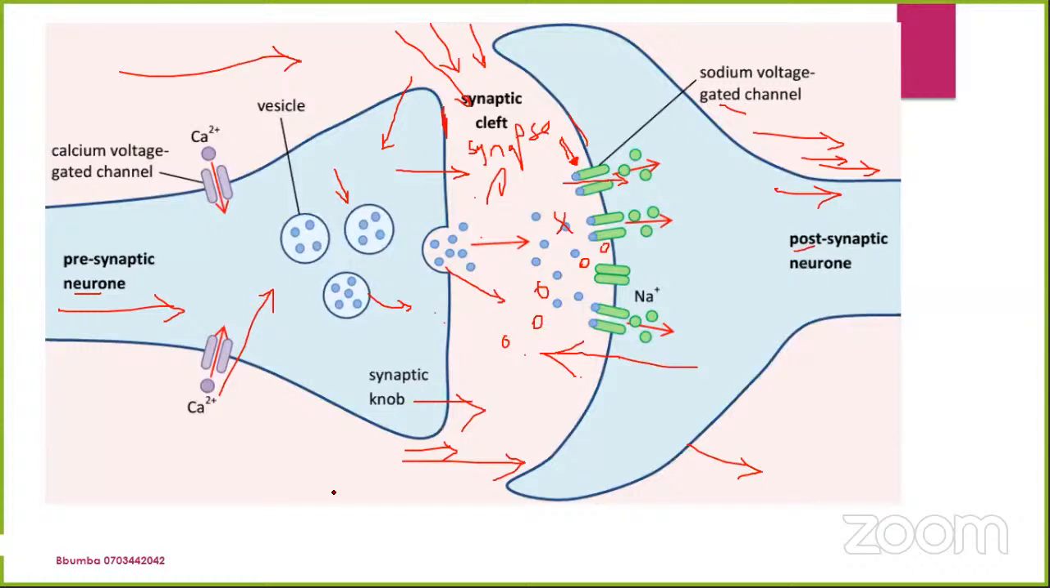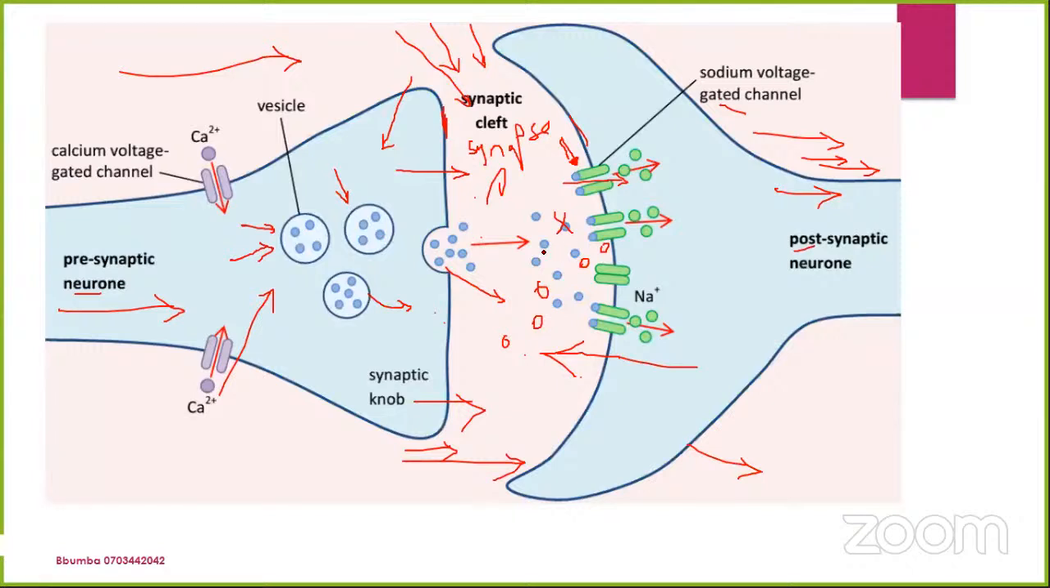And Mulunji is also asking, what is the use of the vesicle? Vesicle, if you understand Luganda, it's like a chisawo. It's like a bag that holds the neurotransmitter. And I've told you the purpose of the neurotransmitter.